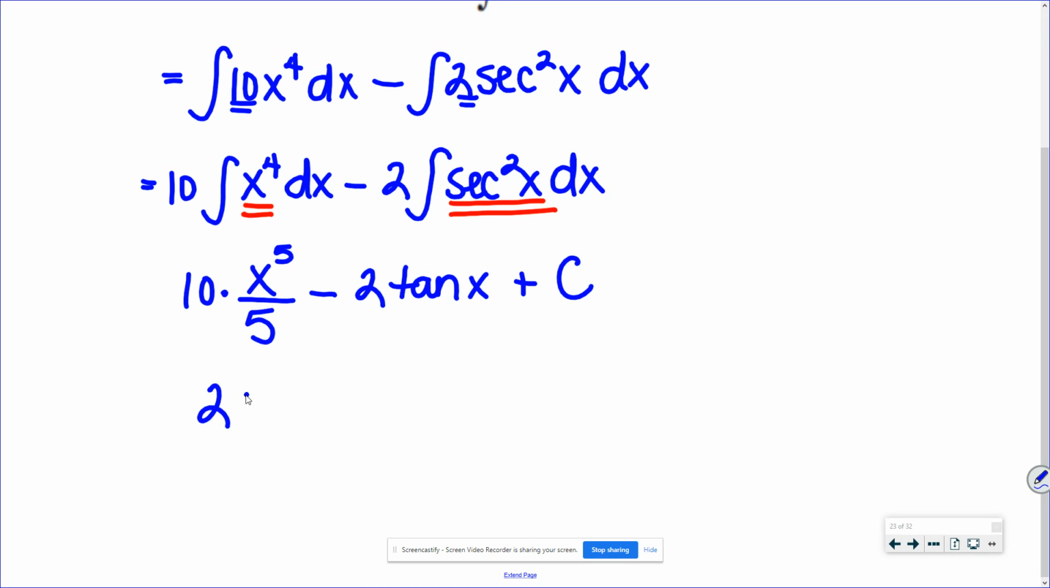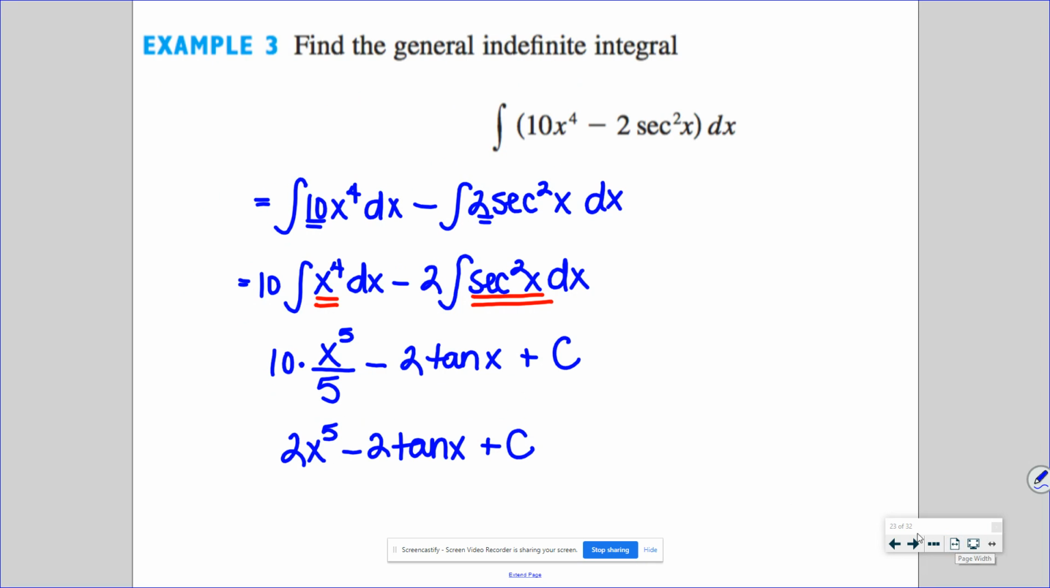10 divided by the 5 out here is really just 2. So 2x to the 5th minus 2 tan x plus c would be your general antiderivative, or we would call this an indefinite integral.